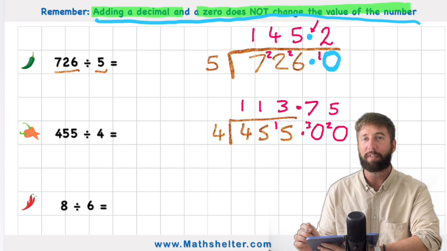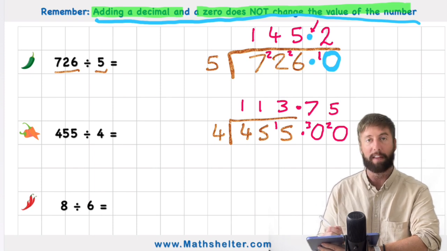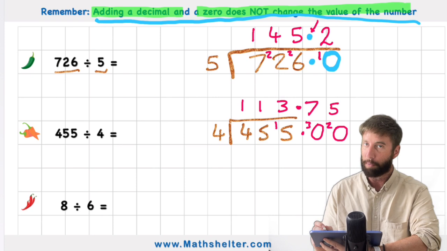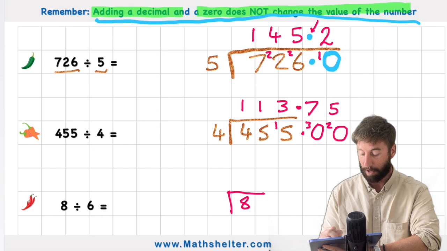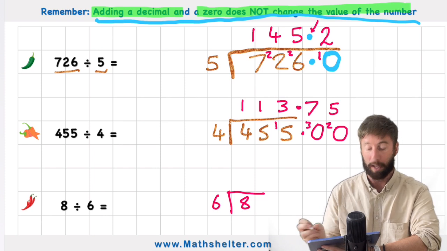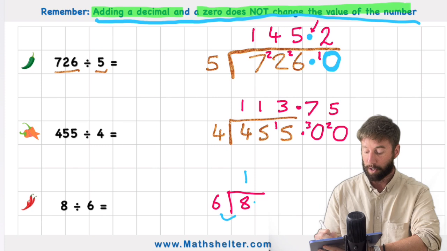Okay, but let's have a look if things get a bit weird. Let's have a look at this red chili challenge, which might look super easy because we've got really small numbers, but watch what happens in this example. So I have 8 divided by 6. So my dividend is 8, my divisor is 6. Let's begin. How many 6s are there in 8? Well, there's 1, and we have 2 left over. So I need to put my decimal in place, put my 0, and carry my 2 across.